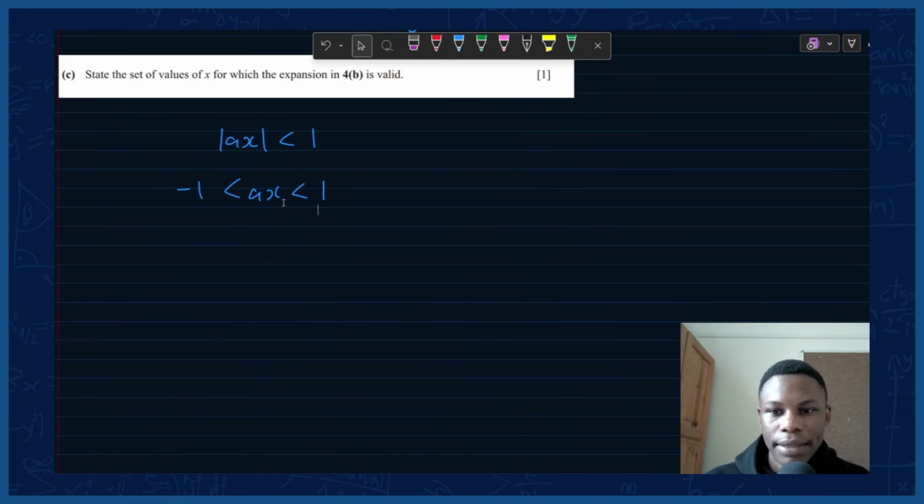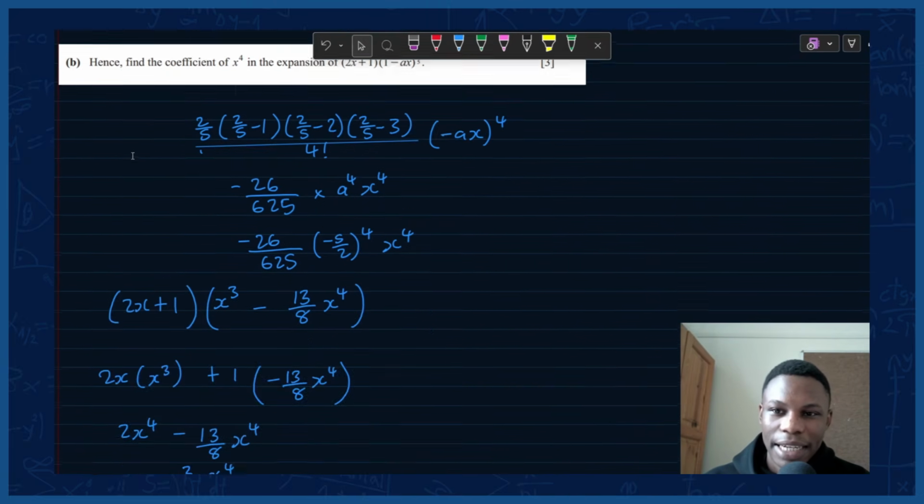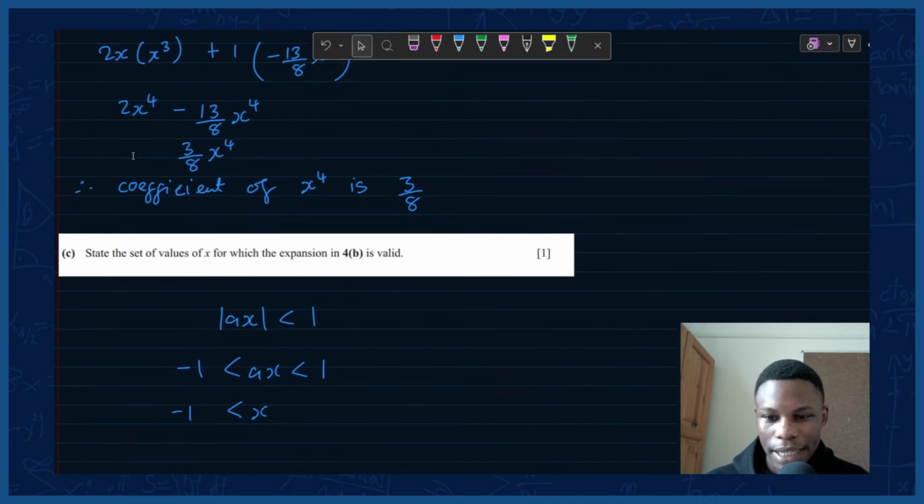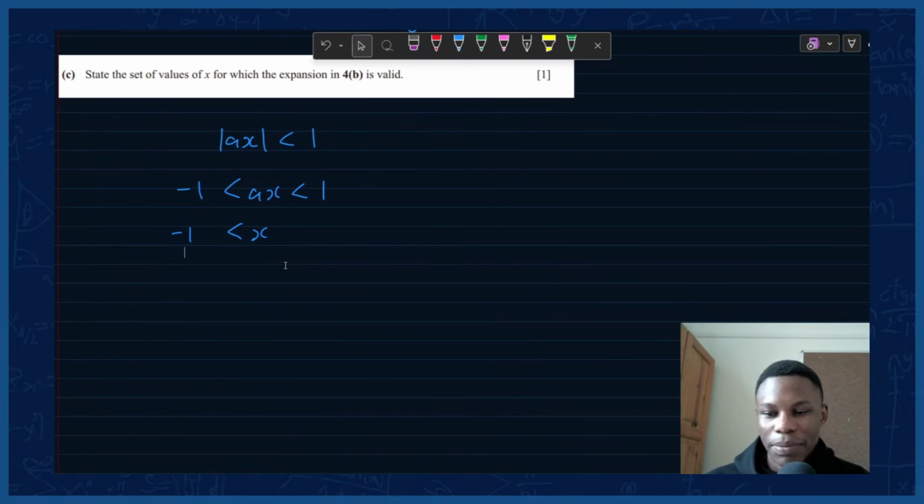So let's make x the subject of the inequality, because they want the set of values of x. So that means x has to be between negative 1 over a. Wasn't a negative? Okay, now that's just silly. So we're gonna have to flip our signs quite a bit.